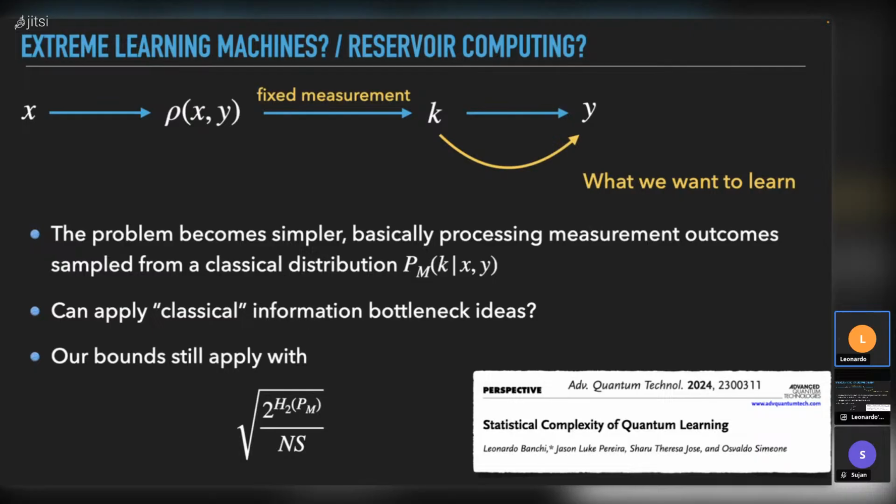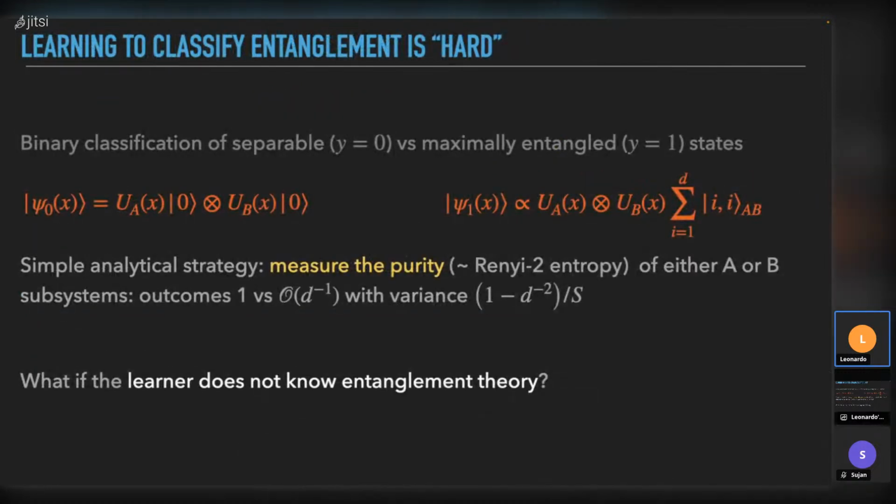But you said N is what here? N is the number of training sets. Remember we always have this X and Y. We have different X, so we want to extract the Y for all the possible X's, like extracting the phase of the ground state for all the possible input parameters. And then we applied this for entanglement detection, just to show that it's hard.